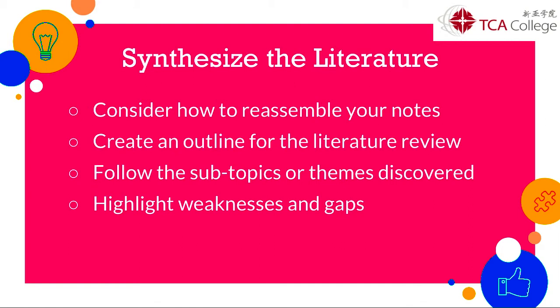Second guideline is to create an outline for the literature review, and this will then form the skeleton of your paper later. A third guideline, to follow the subtopics and the themes that you have discovered. You might need to arrange and rearrange your material several times during this stage. A fourth guideline is to highlight weaknesses and gaps in the current state of research. Now, you might realize that there are weaknesses, say, in the methods that are used or the arguments that are put forward, or you might realize that there are gaps in the literature, and this presents opportunities for further research.